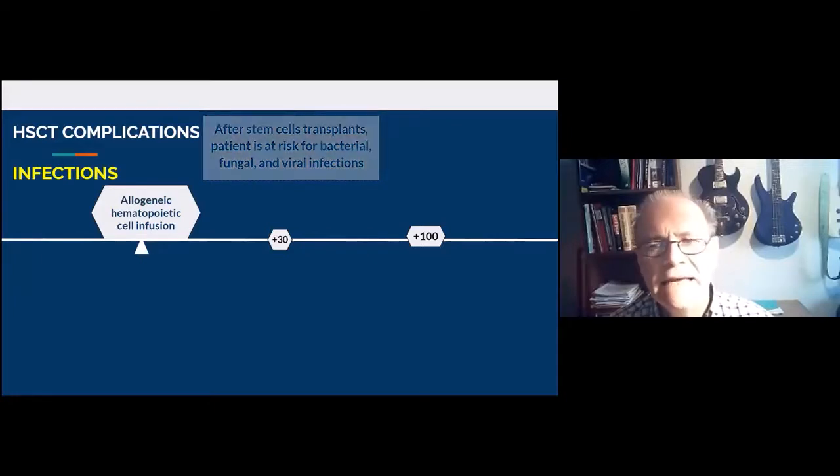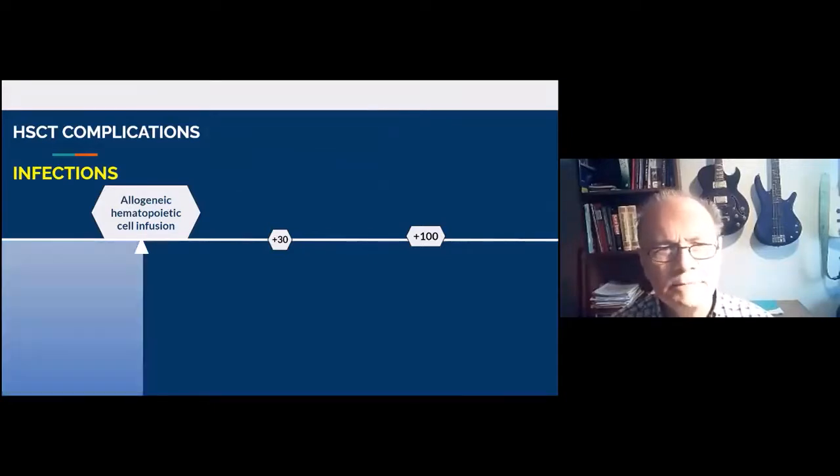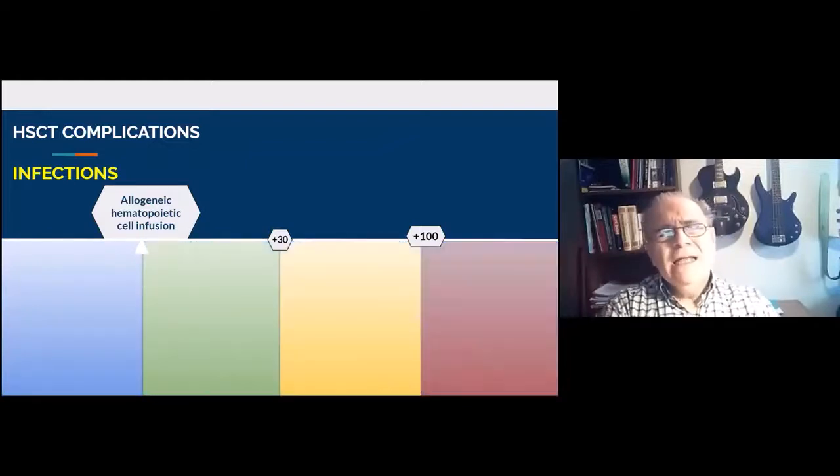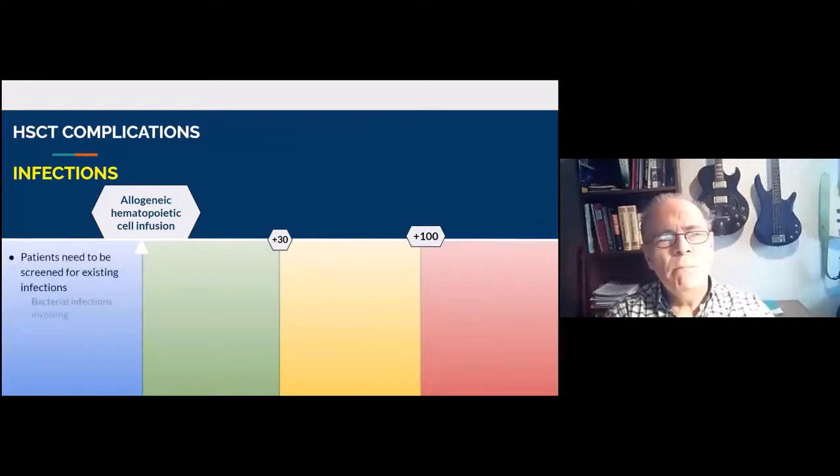You can see here different phases. For the allogeneic hematopoietic cell infusion, you need to prevent before the infusion, to know if the patient needs to be screened for existing infection, especially bacterial infections involving skin, mouth, or urinary tract.